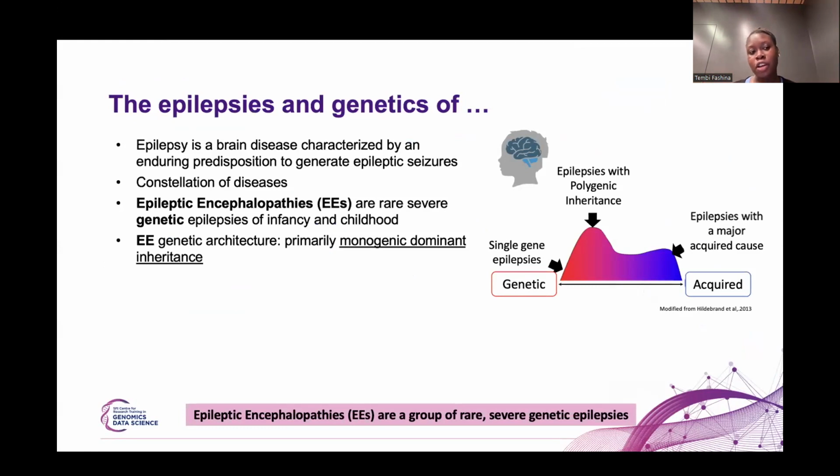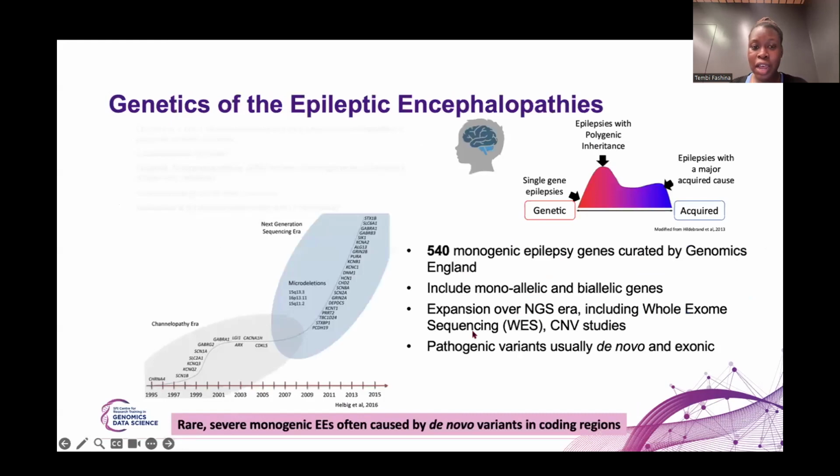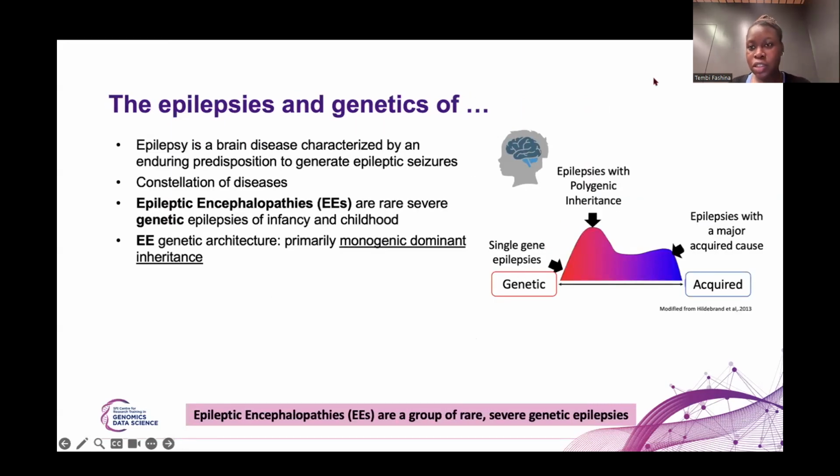epilepsy is a brain disease characterized by an enduring predisposition to generate epileptic seizures. We used to think of epilepsy as one disease, but we're starting to understand or see it as a constellation of diseases. So if you look on the right-hand side of the slide, you see a graph where we have acquired epilepsies on the extreme right, and then we have genetic epilepsies, where we have polygenic inheritance in the middle, and then single gene epilepsies on the left-hand side. And my work focuses on the single gene epilepsies, which are the rare severe epilepsies in comparison to the common epilepsies, which would often be polygenic. And in particular, I'm looking at the epileptic encephalopathies, which are rare severe genetic epilepsies of infancy and childhood.